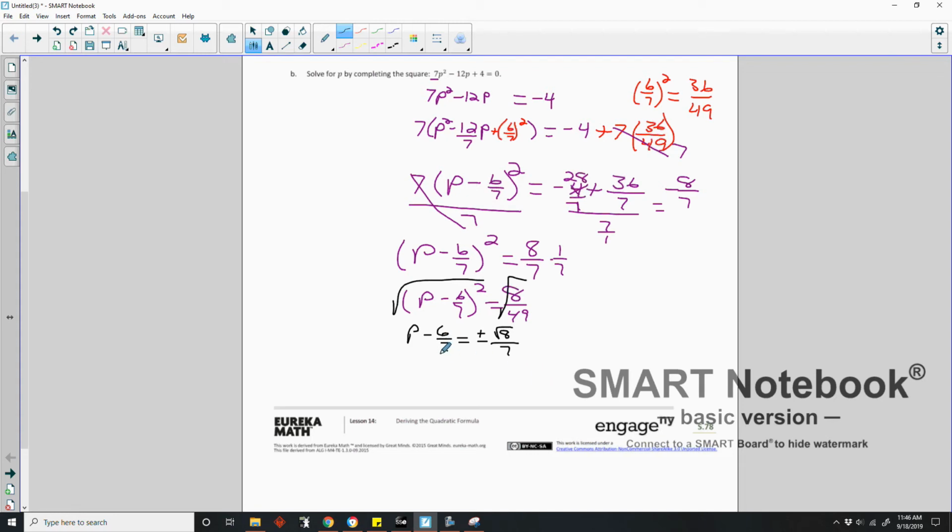So if I solve this now, I get p equals, just add 6/7 to the other side. p equals 6 over 7 plus or minus the square root of 8 over 7. Okay? And if you wanted to plug that in your calculator, you could get a decimal value, but it didn't say to, so I could just stop right here. 6/7 plus the square root of 8 over 7, or 6/7 minus the square root of 8 over 7.